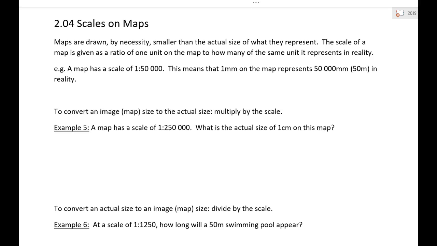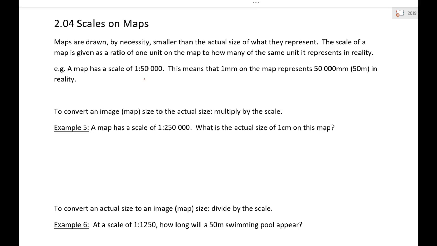Scales on maps, we write them as a ratio, and typically it's 1 to some number, with a colon to indicate a ratio. Essentially that means take something on the map, multiply it by that number, and that's how big it will be on the ground. Alternatively, find something on the ground, divide the length of it by this number, and that's how big it'll appear on the map.